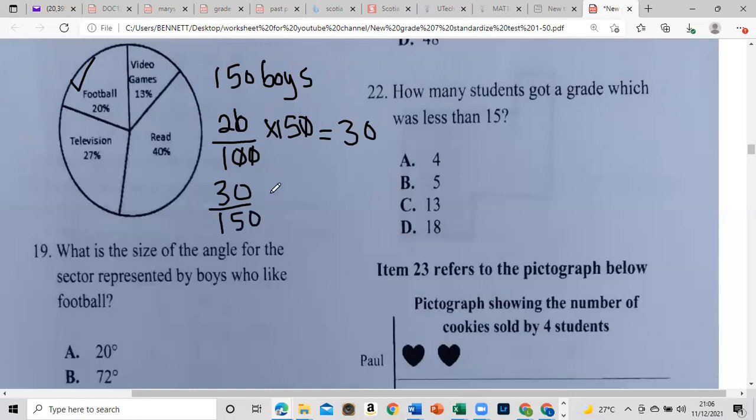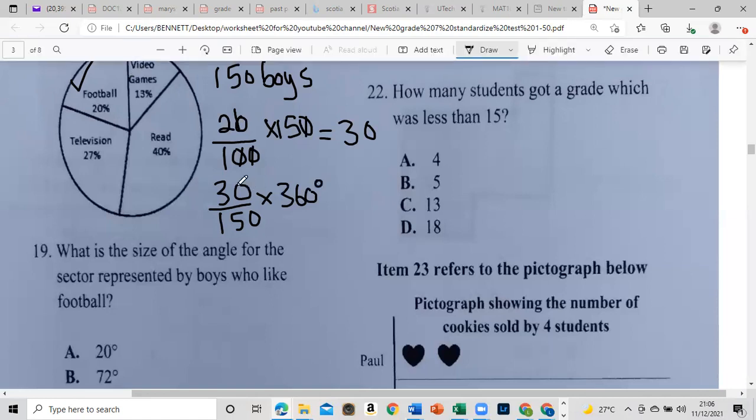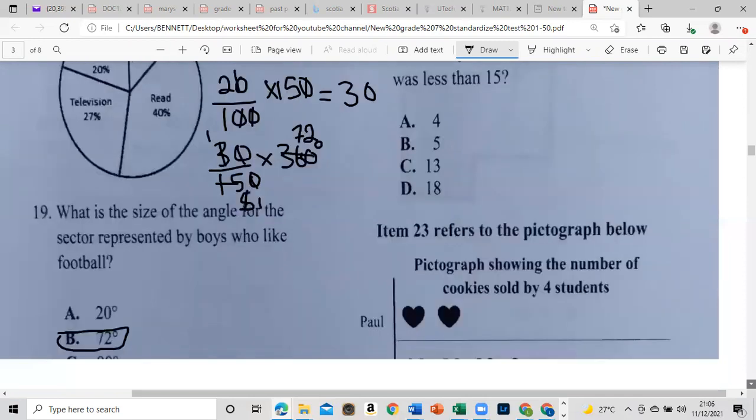Times 360 degrees. Why 360 degrees? A circle is a revolution that measures 360 degrees, all right? So that is why we use 360. So let's cancel. 3 into 3, 1. 15 into that, 3 into that, over 5. And then we divide 5 into 360. So 5 sevens, 35. Put the 2. Put the 1. So that's 72 degrees. See it right here. Alright. So it's very easy.